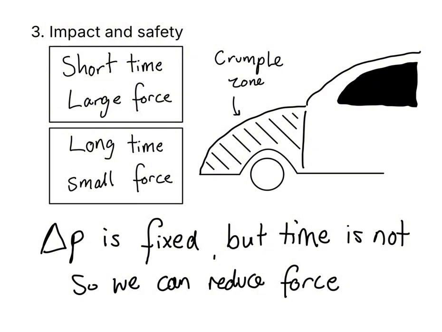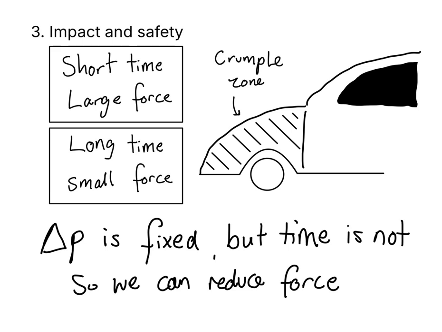This is where the physics becomes life-saving. In a crash, your change in momentum is fixed. You're going at some speed with a constant mass, and you're going to end up at zero. Nothing will change that. What you can control is how long the change takes. Look at the equation. Force equals change in momentum over time. If delta p is fixed, then increasing the time decreases the force.